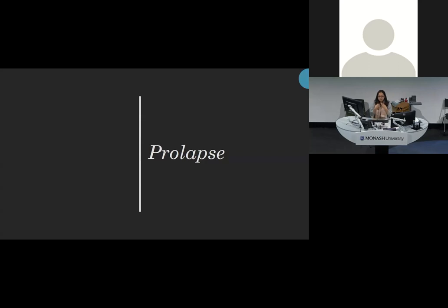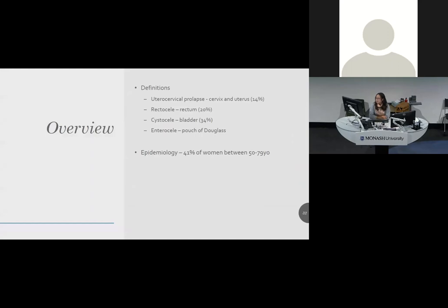All right, prolapse. Let's change gear altogether. We've got different types of prolapse. So you've got your uterocervical prolapse, so your cervix and uterus, rectocele, rectum, cystocele, your bladder, and enterocele, pouch of Douglas. Your cystocele is the most common cause of prolapse, and it is the most annoying as well. And also the epidemiology is frightful. So 41% of women between the ages of 50 and 79 will have some sort of prolapse.